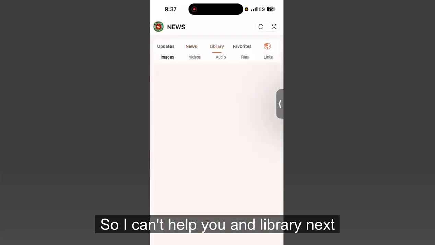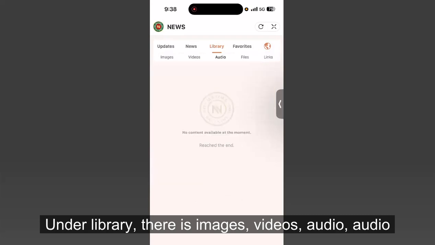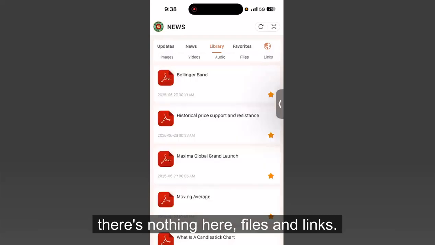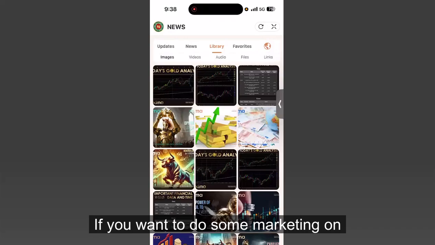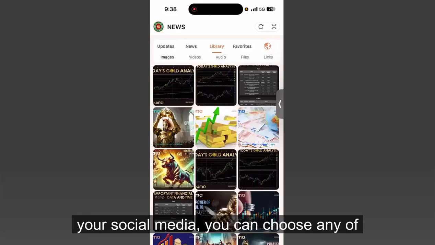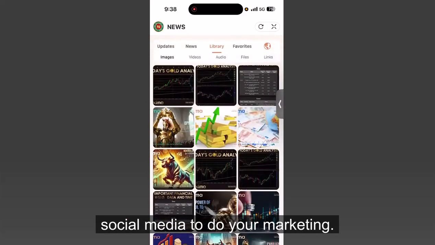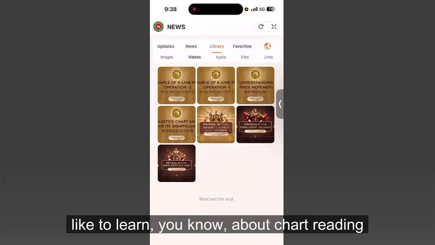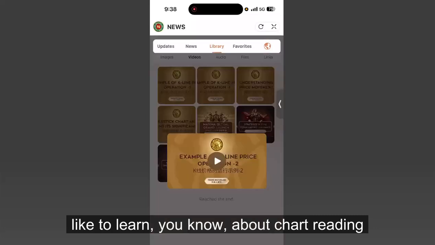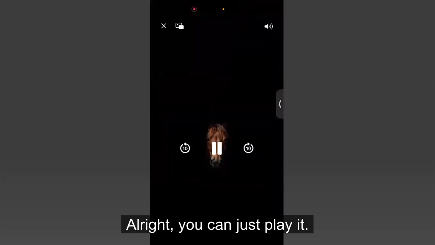And library next to news. Under library, there is images, videos, audio, files, and links. So audio and links, nothing. If you want to do some marketing on your social media, you can choose any of the pictures you want here. Okay, and then you can post it on your social media to do your marketing. And for videos here, for those that you like to learn about chart reading, just come over here and you can just play it. All right, you can just play it.